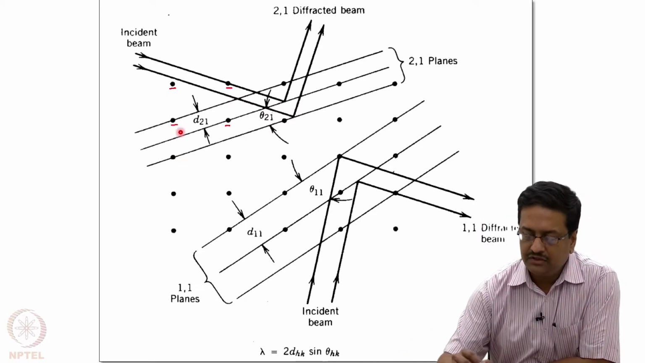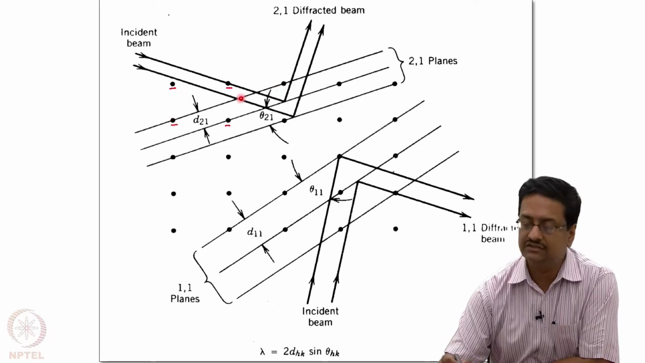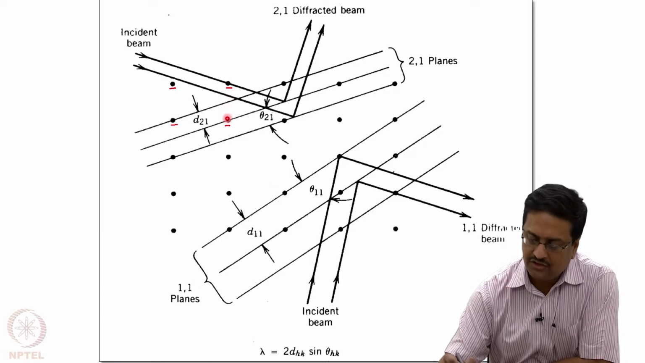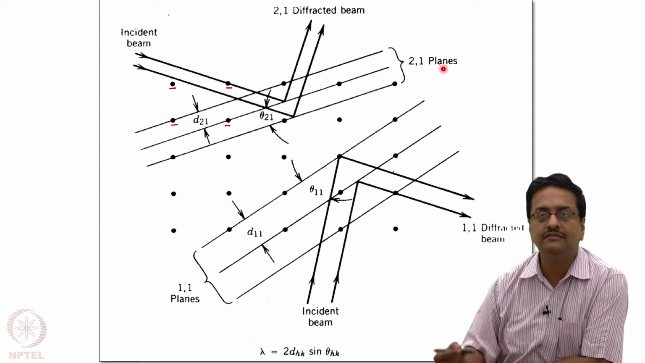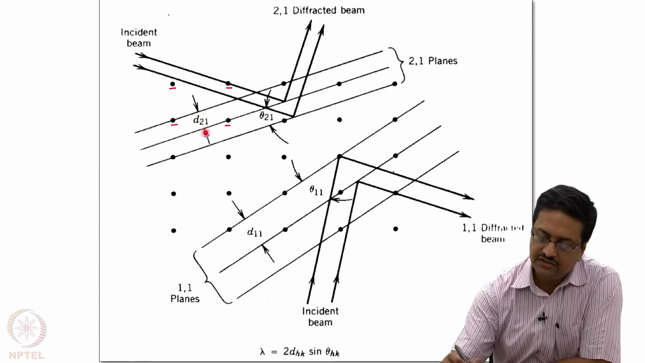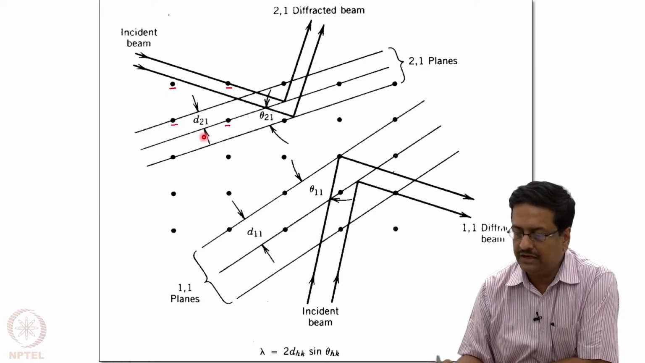Similarly, if we construct the set of 2, 1 planes, which means it connects from one unit cell, the corner of the other unit cell, passing through the midpoint of the other direction. So this 2, 1 set of planes having a distance d 2, 1 will also meet the condition for Bragg reflection.